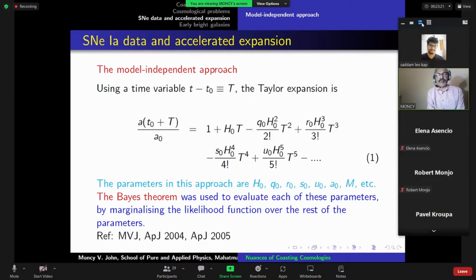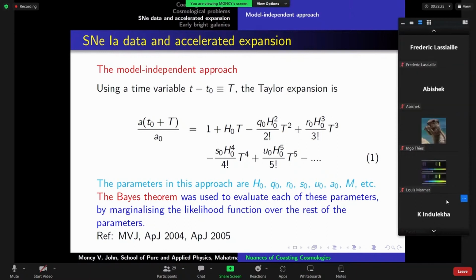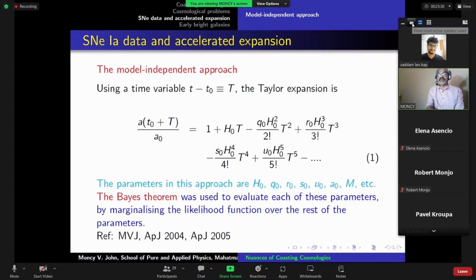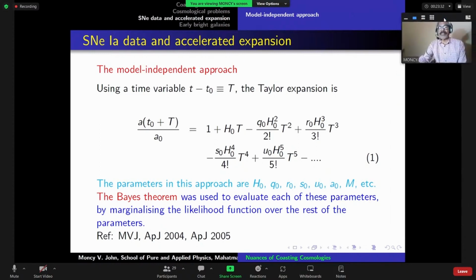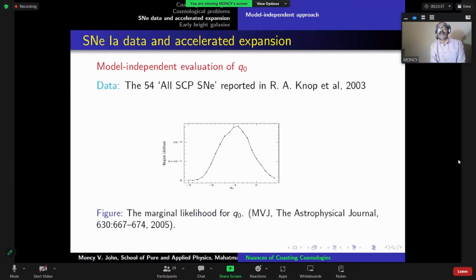And in these two papers in 2004 and 2005, the Bayes theorem was used to evaluate each of these parameters by marginalizing the likelihood function over the rest of the parameters. And what we see, the result is this. In 2003, the 54 SCP supernovae were used as the data, and the analysis was done. The marginal likelihood for the deceleration parameter was obtained in this way.